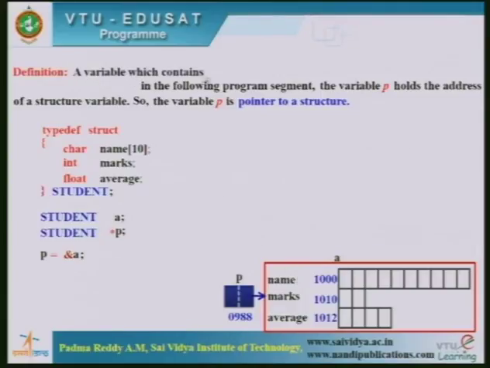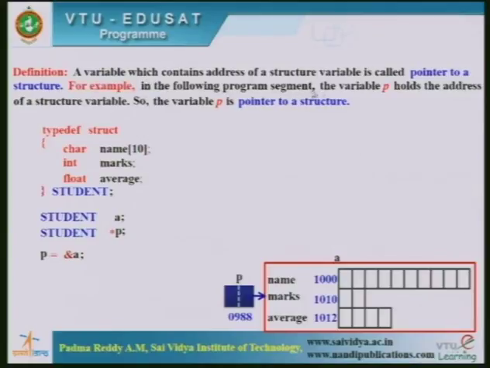Now let us look into the definition. A variable which contains the address of a structure variable is called a pointer to a structure. For example, in the following program segment, the variable p holds the address of a variable, so the variable p is called a pointer to a structure.